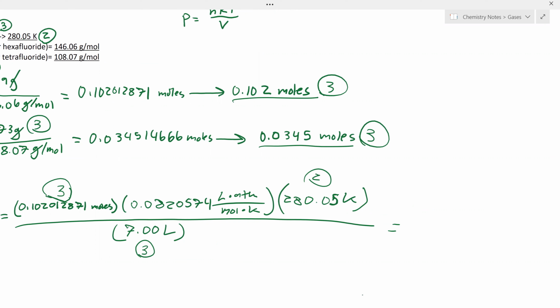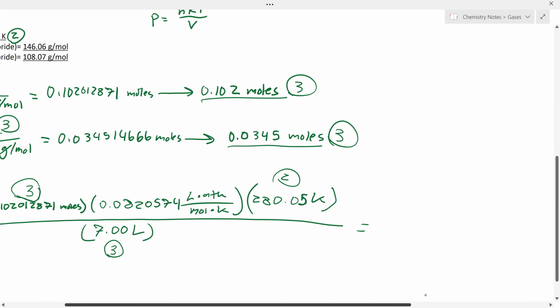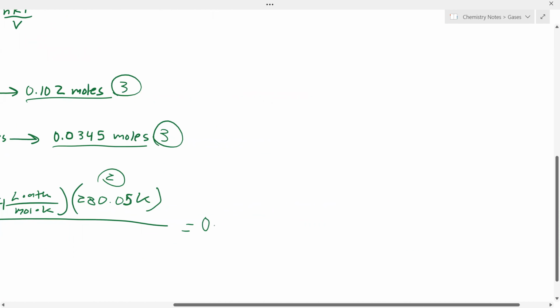0.12871 times 0.082057 times 280.05. Okay. Divided by 7. Okay. So I have that answer. 0.96231. Okay. Proper sig figs. Remember, it's 2 sig figs. 0.33. Okay. And that is, if I remember correctly, that is our pressure.